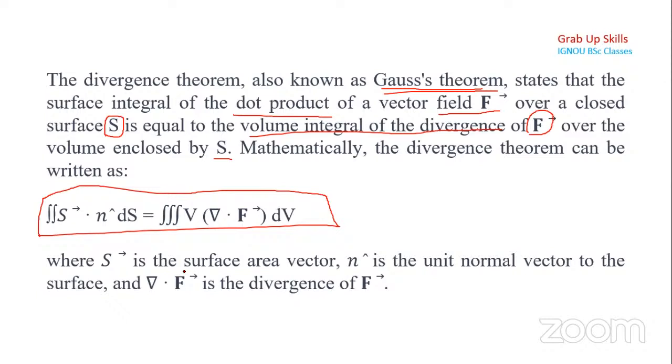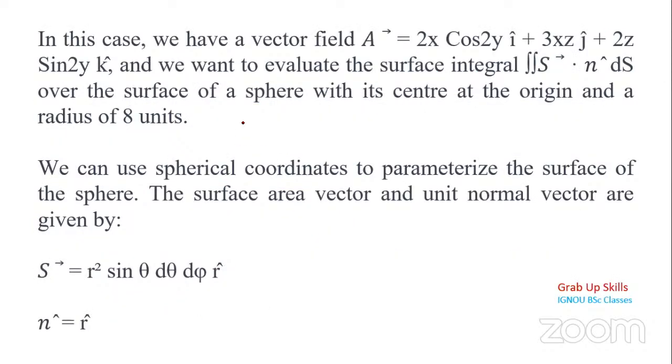So what is S vector here? It is the surface area vector. What is n cap? It is the unit vector normal to the surface. And what is gradient dot F vector? It is the divergence of F vector. So in this case, we have a vector field, this equation which was given to us in the question.